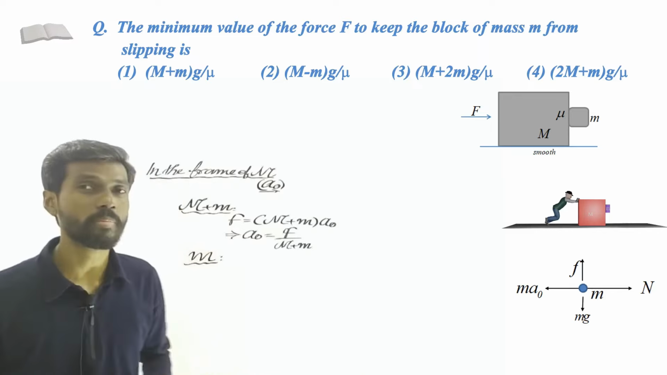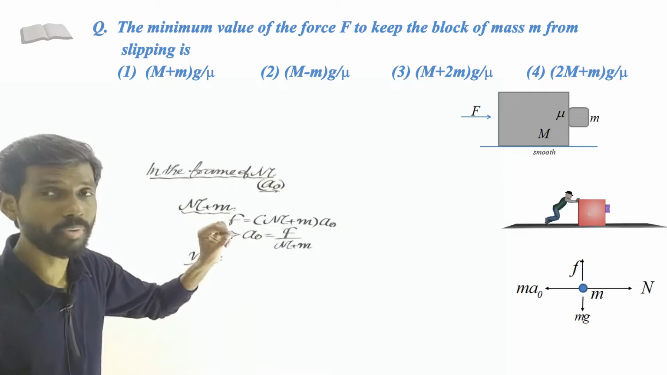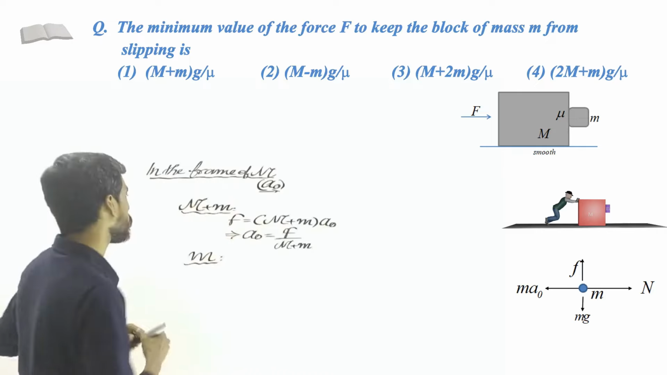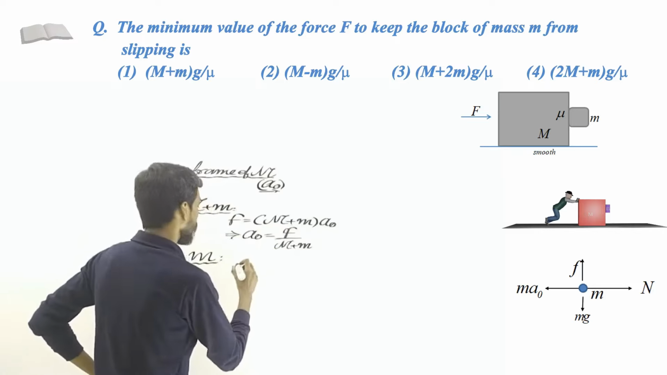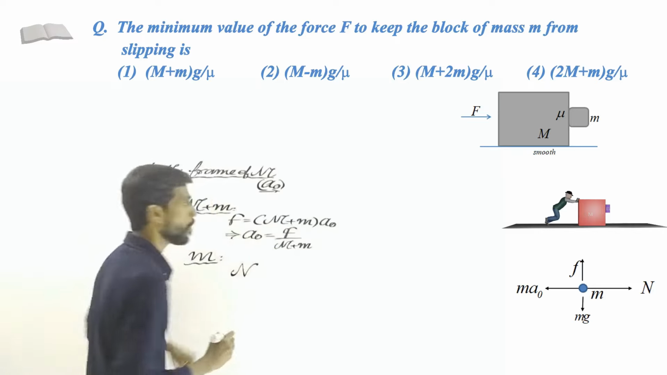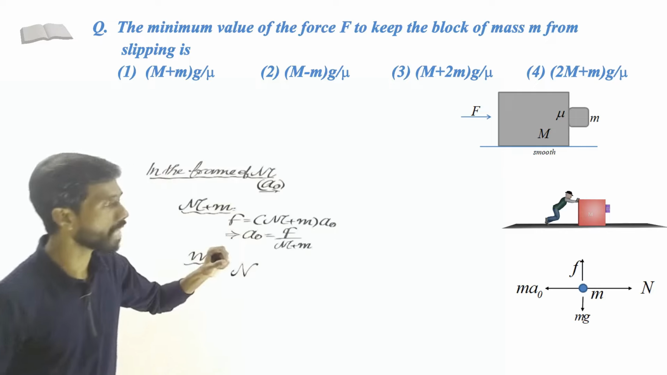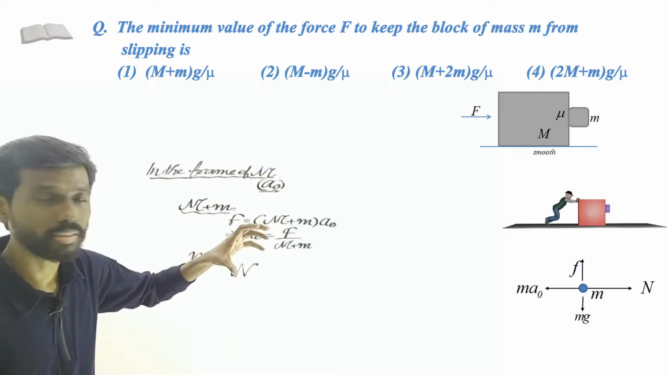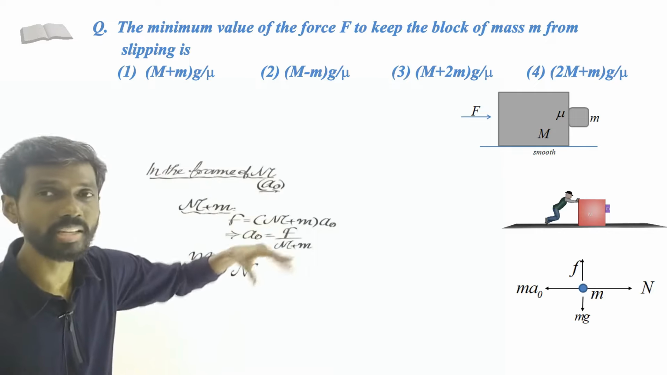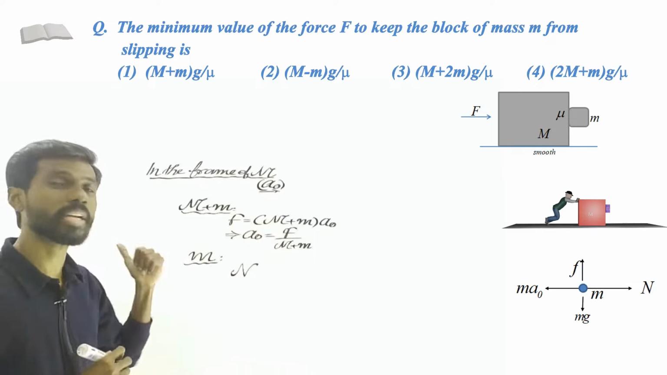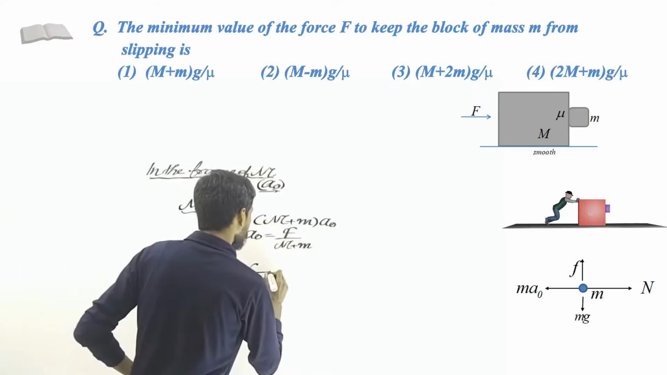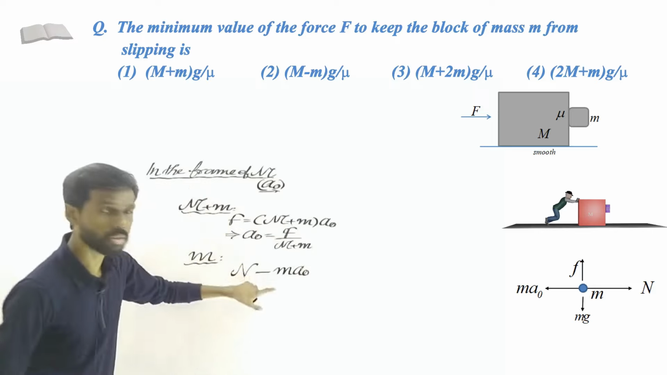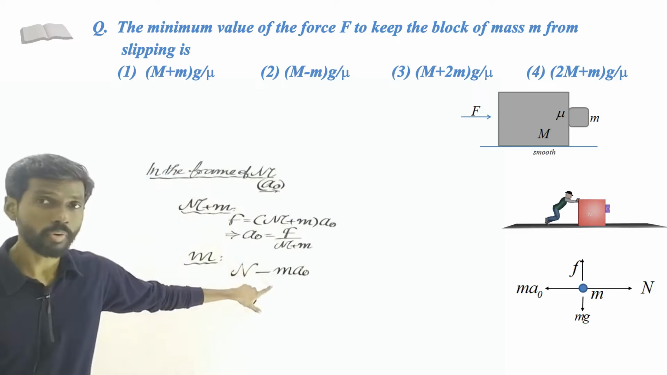For the smaller block, what are the forces acting on the block? Now the normal force between these two blocks, which is pushing this, so that is N. Also the pseudo force, right? Because the observer is moving in this direction, there must be a pseudo force in the opposite direction. What is the pseudo force? Minus mass times the acceleration, m A0.